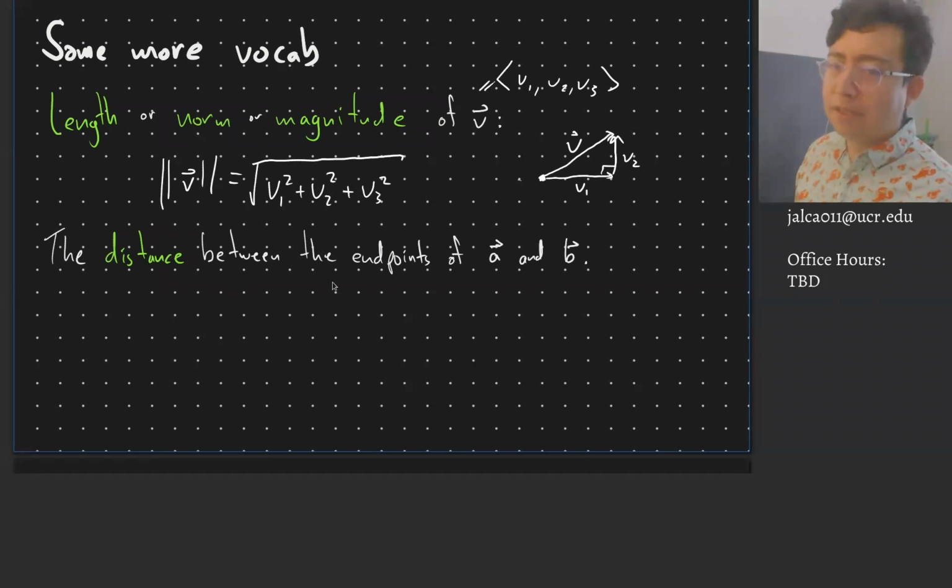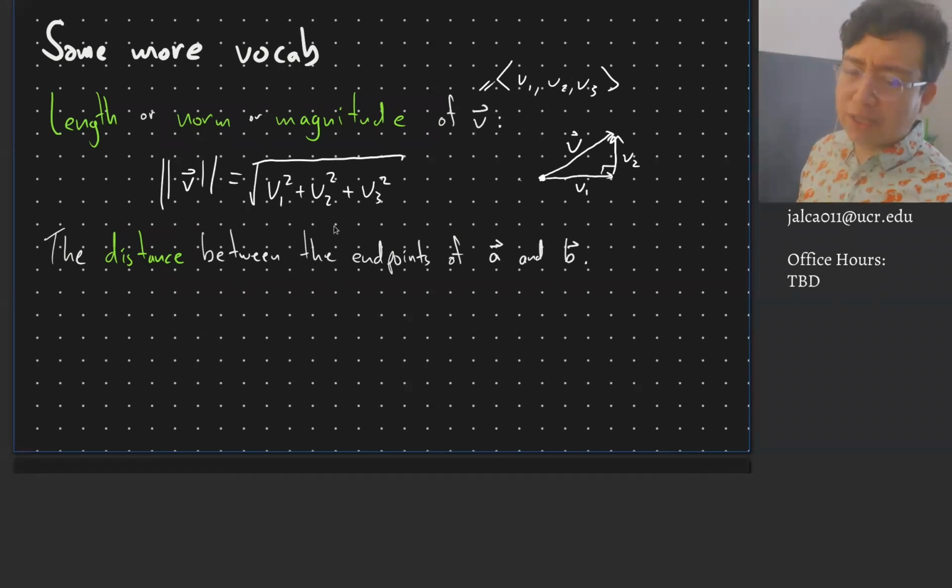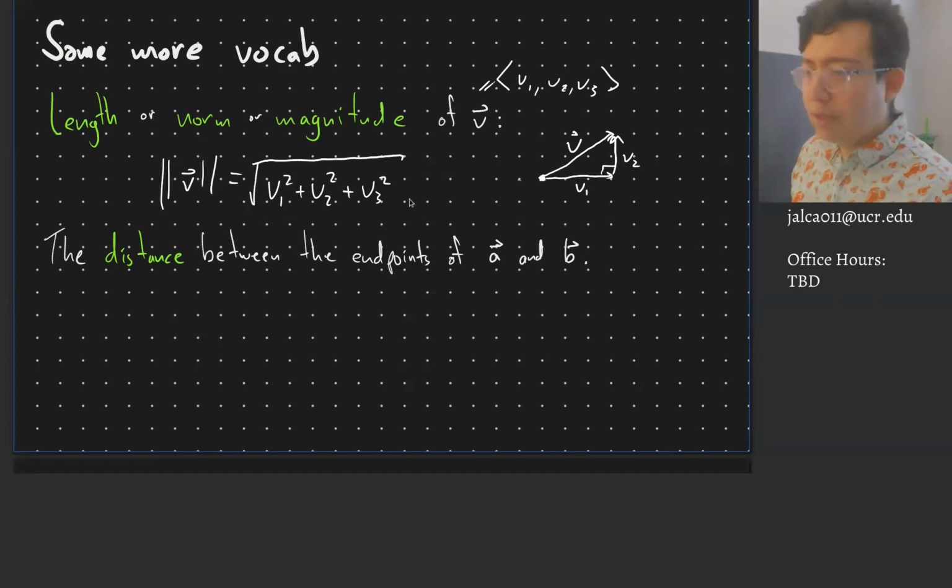Any questions on this length, this norm thing? So earlier people were saying 5, right? The vector was 3, 4, so its length was 5 because 3 squared plus 4 squared is 25, and then you take the square root, which is 5. Okay.